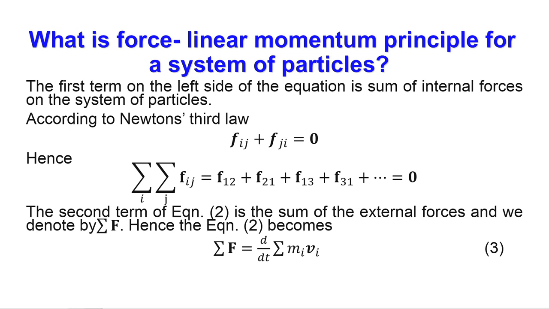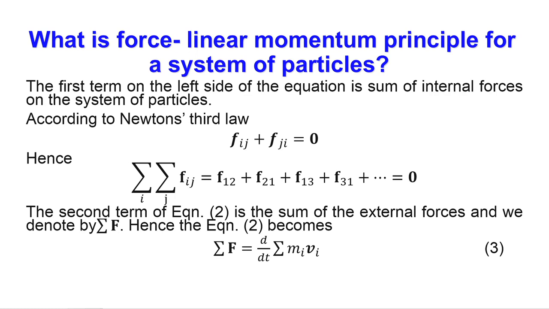In Fij you will get F12, F21, F13, F31. F12 and F21 have the same magnitude because they are action and reaction: the ith particle exerts a force on the jth particle and the jth particle applies a force on the ith particle. These are equal in magnitude but opposite in direction. So F12 and F21 will cancel, and similarly F13 and F31 will cancel. This way, the term sum over i and j of Fij will be 0.